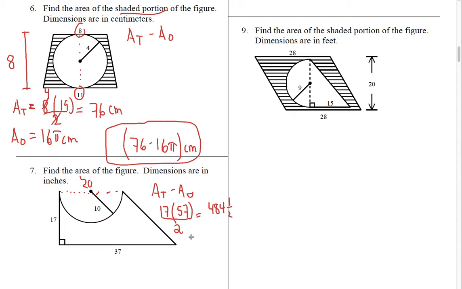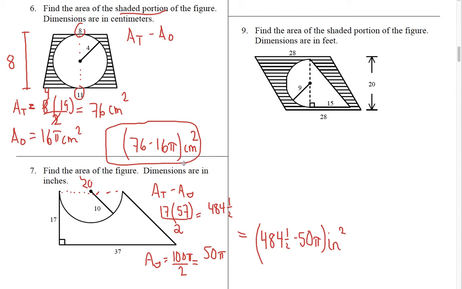And now we find the area of the half circle, which is just the area of a circle divided by 2, so pi r squared over 2. So the area of the half circle is 100 pi over 2, which is just 50 pi. And so to figure out the whole thing, it's just this minus this. So that would be 484 1/2 minus 50 pi. And our units are inches squared. Actually, the earlier answer in centimeters is centimeters squared also, because we're talking about area. Sorry, I forgot about that.